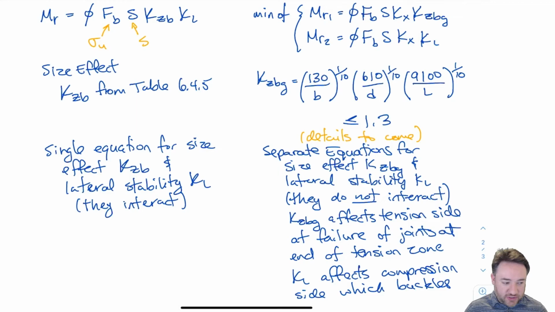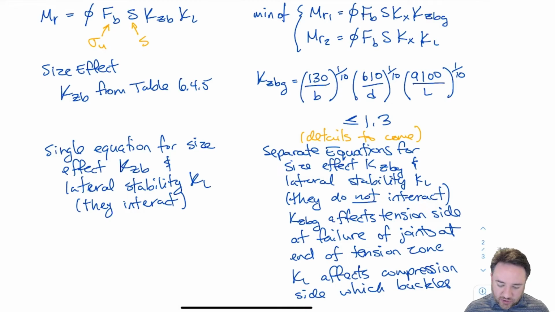And we're going to talk about size effect for glulam in a bit of detail in a minute, because there are some peculiarities to determining the factor L, which is the length of the tension zone, not the total length of the member. We're going to go into that in detail. And this is capped at 1.3. This is a numerical cap, so that means if I get a kzbg that's greater than 1.3, I just set kzbg equal to 1.3 and continue the calculation.